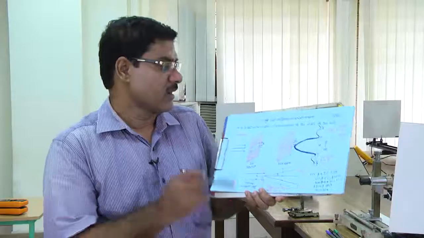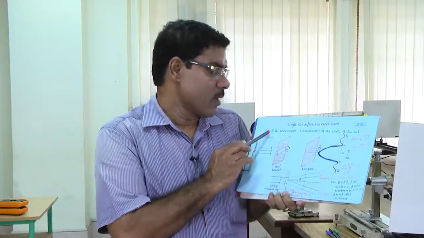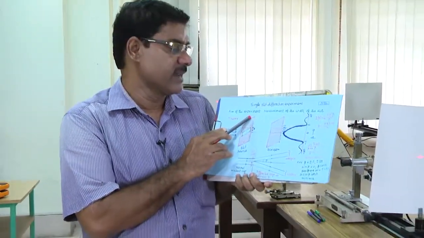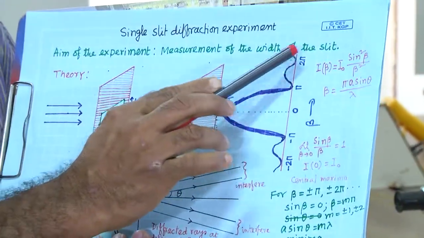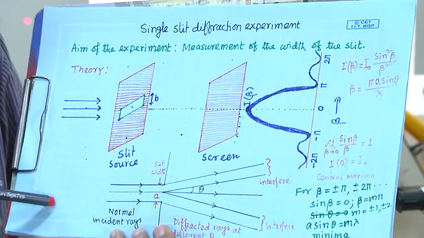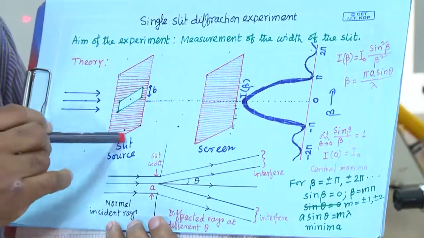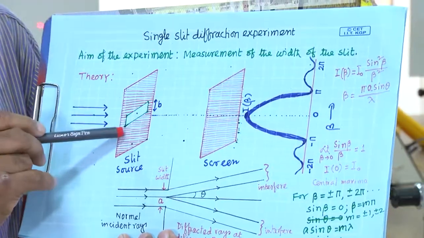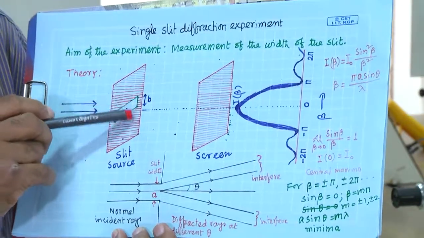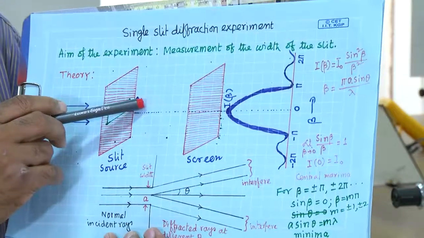So, today I will demonstrate the single slit diffraction experiment. The aim of this experiment is basically the measurement of the width of the slit. So we have a single slit, its width is B.